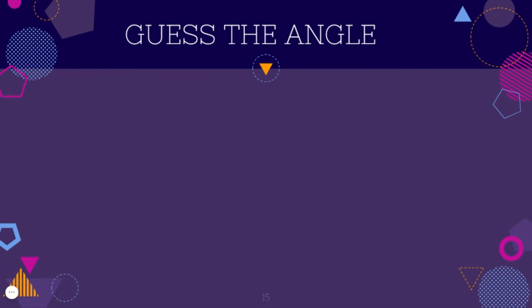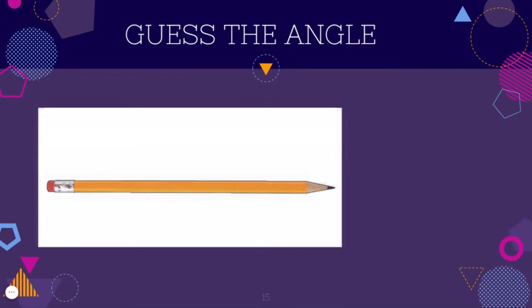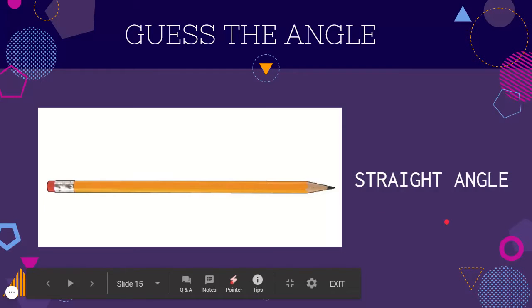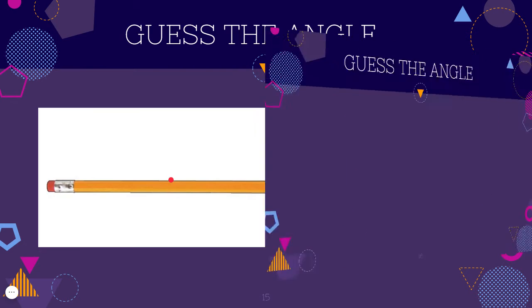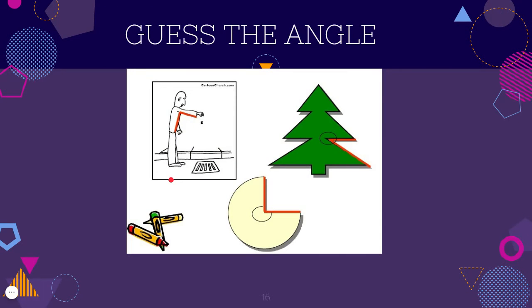Let us now try to guess these angles. You can now see a picture on the screen. As we can guess easily, it's going to be a straight angle. A straight angle is always 180 degrees. The next picture on the screen is going to show you 4 different images. All of these are representing the same angle. The angle is going to be a reflex angle. As we can see, it's more than 180 but less than the complete circle, less than 360.